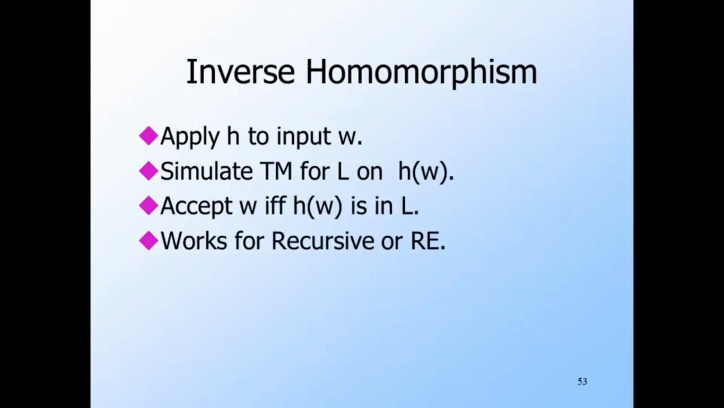If L is recursively enumerable, then we've got a Turing machine which may not always halt for H inverse of L. But if L is recursive, then we know M will always halt, and thus so will the machine we just designed. Last, let's show that the recursively enumerable languages are closed under homomorphism.